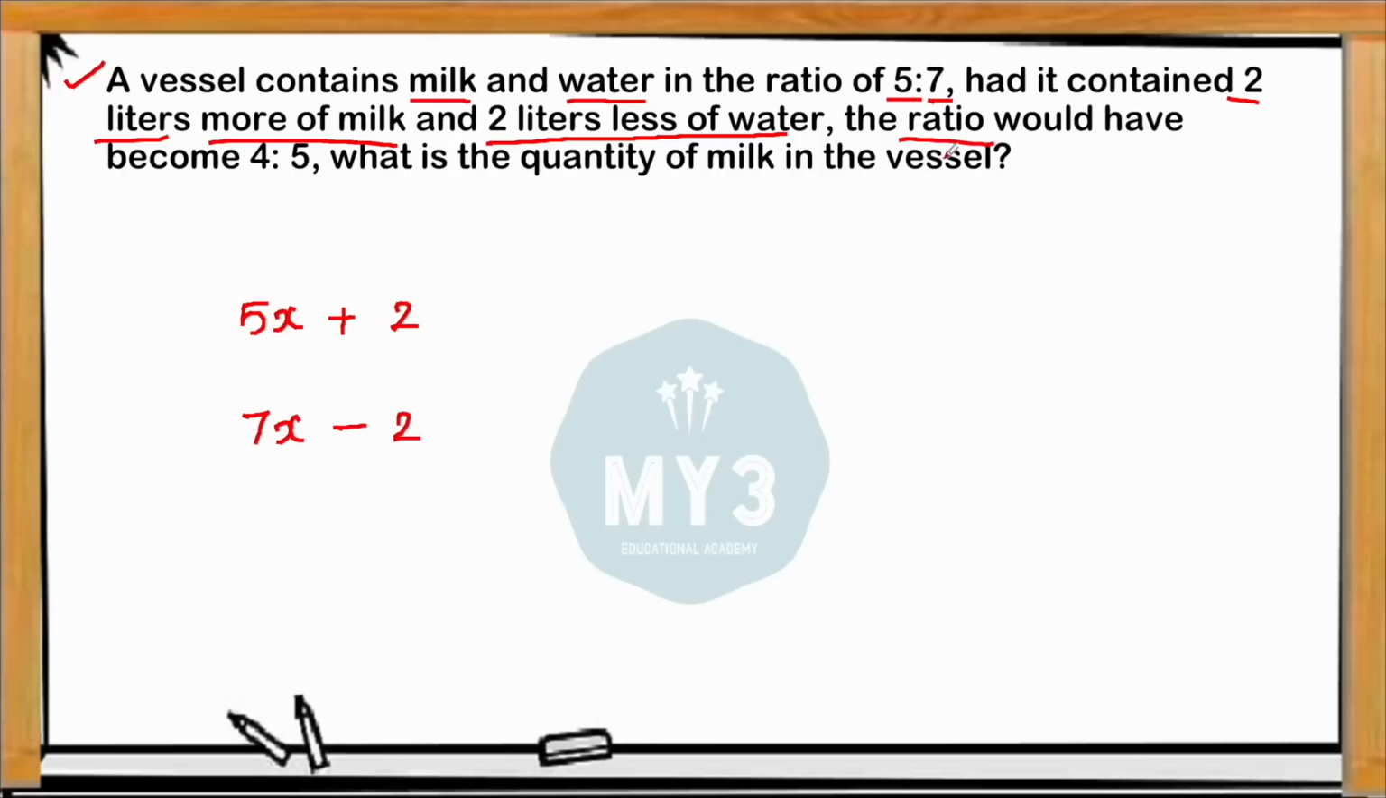Then the new ratio is given. What is the new ratio? 4 is to 5. That means the new ratio of these two is 4 is to 5. That means 4 by 5. So you can further simplify this. You will get the x value, but they are asking what is the milk quantity in the vessel. So milk is going to be 5x. So figure out the 5x value. This is what you have to do.